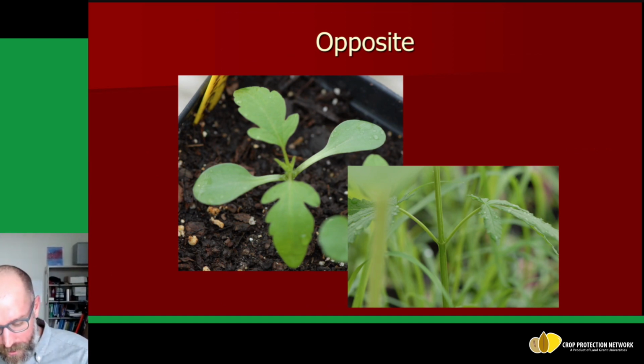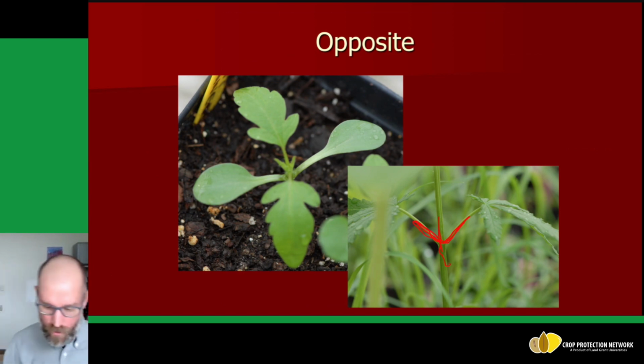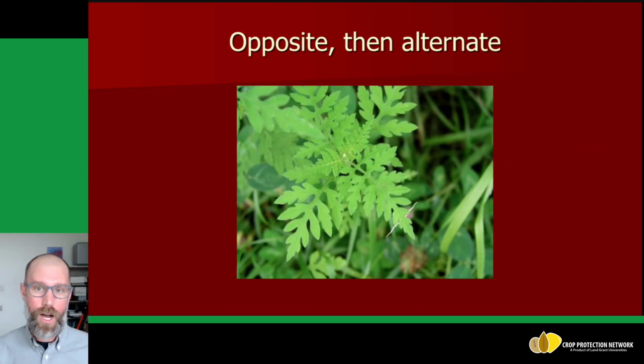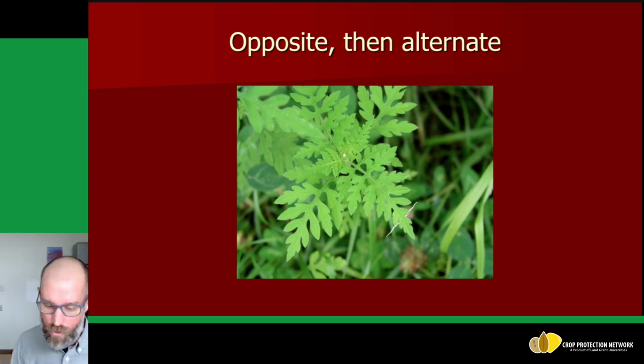But again, if you look at the stem here and the nodes, you see that the leaves are coming out at the exact same place on that stem. And so this would be an opposite arrangement. There's a few instances where you have plants that begin with opposite arrangement. So the early emerging leaves would be opposite, but then as that plant matures and that stem begins to elongate, then it actually switches to alternate arrangement.